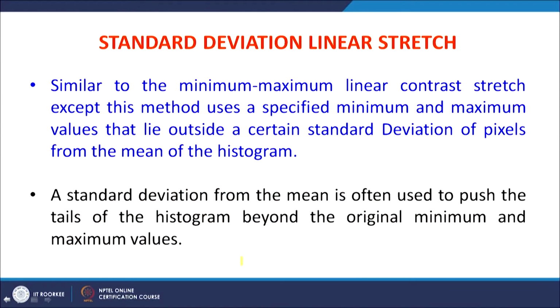That is similar to the minimum maximum linear contrast stretch, except this method uses specified minimum and maximum values that lie outside a certain standard deviation of pixels. That standard deviation value you can choose: 1.5, 2, whatever. Standard deviation from the mean is often used to push the tails of the histogram beyond the original minimum and maximum values. So it basically changes the tails of your histogram.